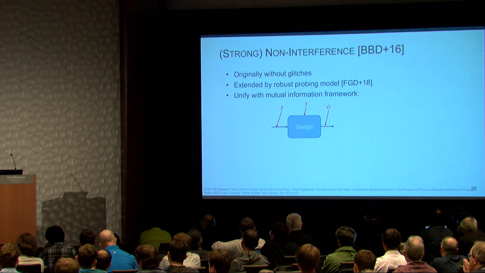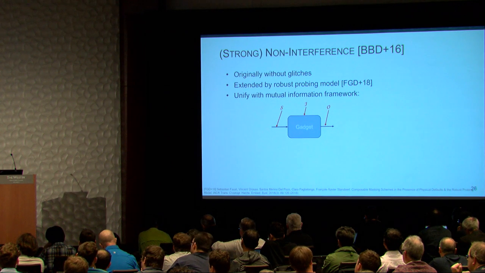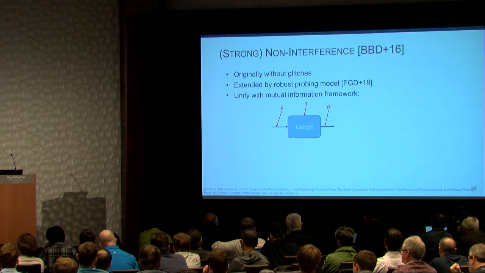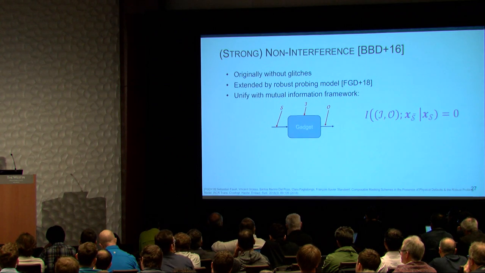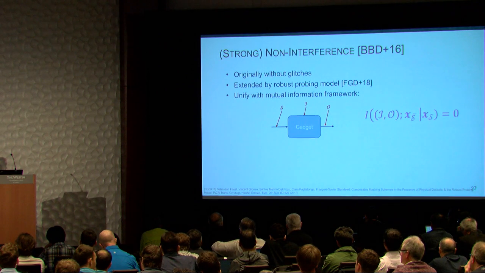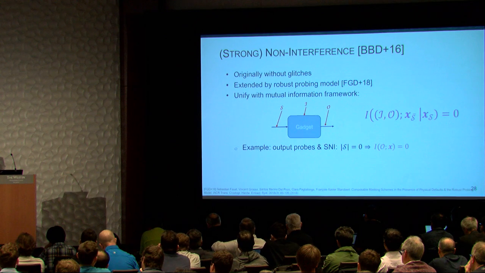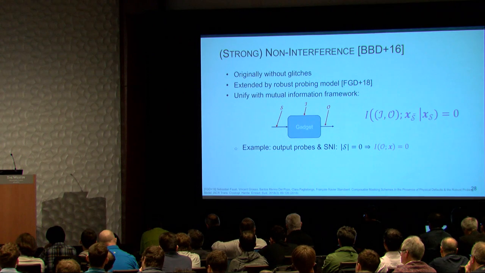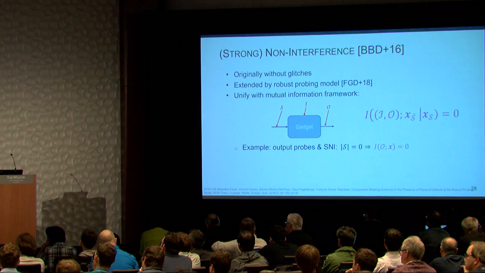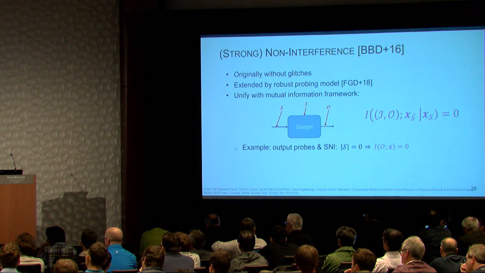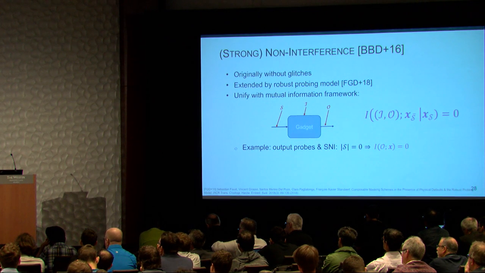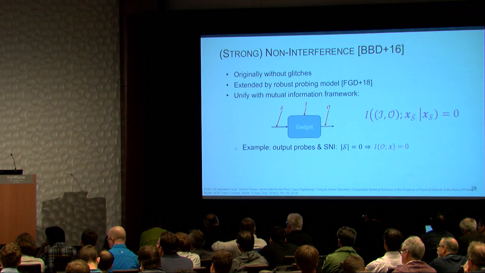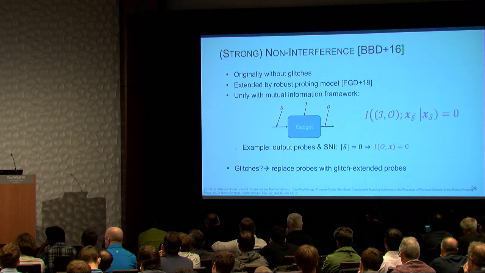Now, at this point, the definitions came without a mathematical formulation. So what we wanted to do in this work is unite them with this new mutual information framework. In the paper, we show that checking these things means checking this formulation, which again checks the mutual information of your set of probes with not a secret this time, but a number of shares. This maybe looks a little bit complicated, so let me give you an example. Suppose that you're only probing outputs and you want to verify SNI. That means that this set S is empty, and the equation becomes that the mutual information of your probes and the entire input sharing is equal to zero. You can see here the subtle difference with probing security, because in that case you would have independence with the secret, and in this case you have independence with the input sharing, and that's exactly what gives you this composability. And finally, now that we have this, it's very easy to also have these definitions with glitches, because all we have to do is replace the normal probes with glitch extended probes.